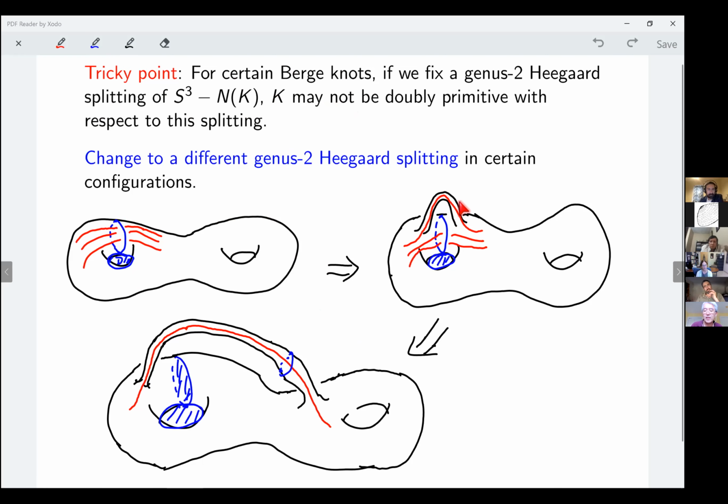It's like doing a stabilization. You change this Heegaard surface from genus 2 to genus 3. Now let's try to pull this knot, pull this handle longer and longer. For example, if this knot here comes back and gets connected to this strand, you can keep pulling. And as long as this pulling does not affect this disk, you can keep doing that.